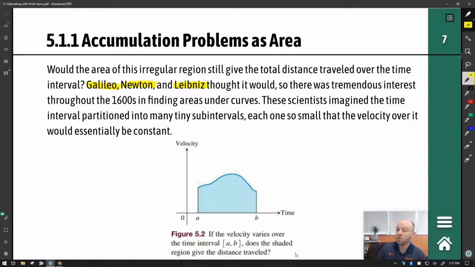They all thought that it would. And so there was this tremendous interest throughout the 1600s in finding the area under curves. Big deal. Area under curves. Again, that's what we're going to focus on for quite some time.